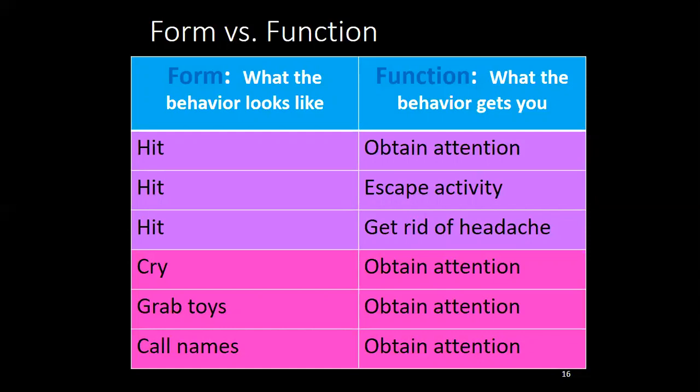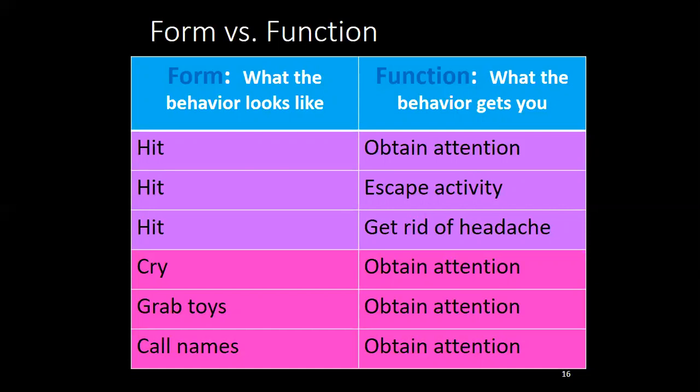The form of hitting may have multiple functions. One function may have multiple forms of behavior. Let's look, for example. We have 3 forms of hitting. If we look at it, one example of hit, the function may be to obtain attention. Another form of hitting may be to escape an activity, and yet another form of hitting may be to indicate they need to get rid of a headache.